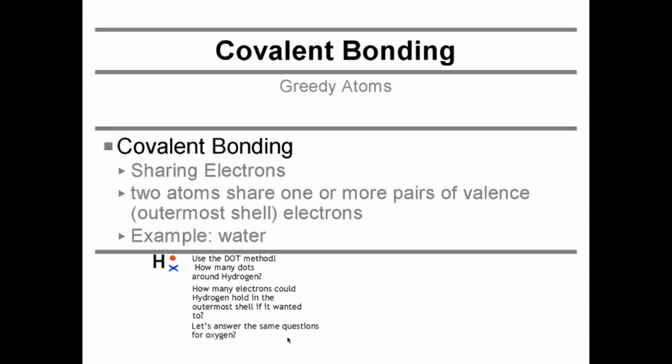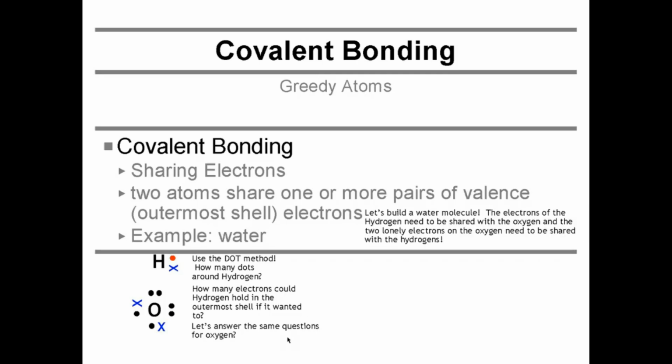All right, let's answer the same questions for oxygen. How many dots around oxygen? Well, we've drawn it before. Here is my oxygen. I have to draw 6 dots around there. How many holes do I have? Or how many electrons could oxygen take on if it wanted to, if it got them from somewhere? Well, there are 2 holes, right? Okay, so this is what we got. Hydrogen is 1 hole. Oxygen is 2 holes if we draw it like this. So let's take a look. Let's build a water molecule.